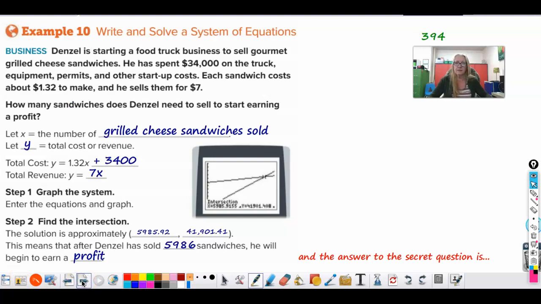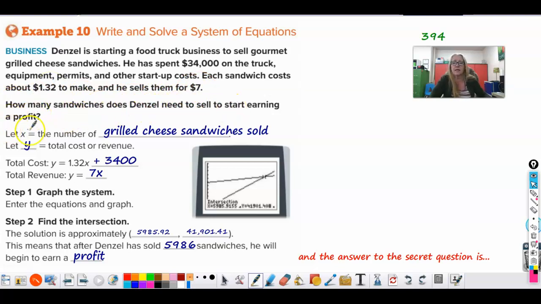All right, example 10, another word problem. I'm only doing this because I want you to know how to put this into an equation, okay? Denzel is starting a food truck business to sell gourmet grilled cheese sandwiches. He has spent $34,000 on the truck, equipment, permits, and other startup costs. Each sandwich costs about $1.32 to make, and he sells them for $7. How many sandwiches does Denzel need to sell to start earning a profit?